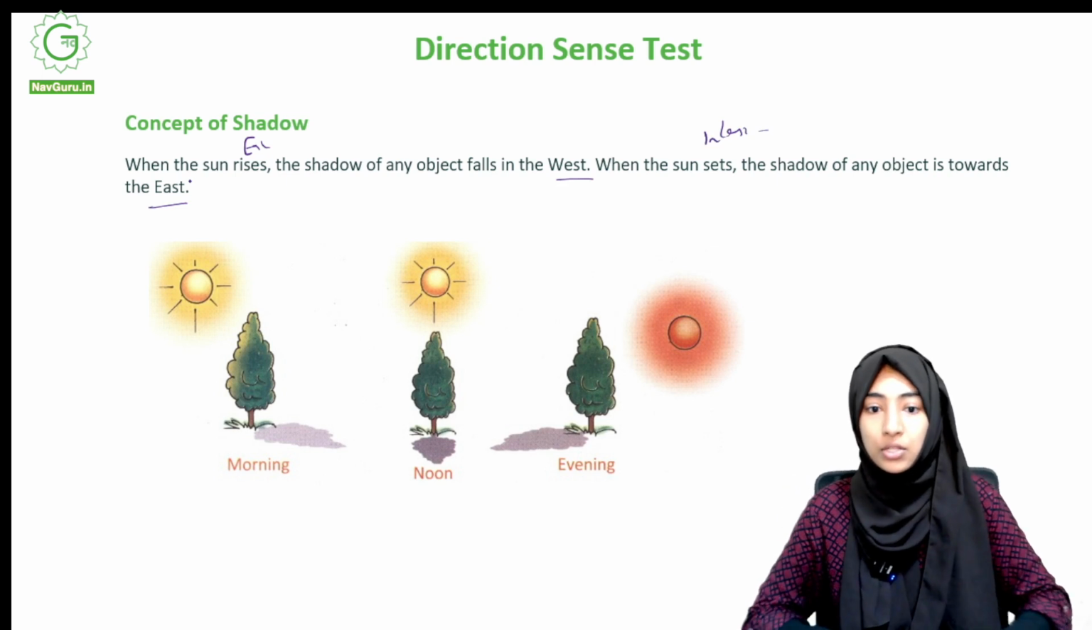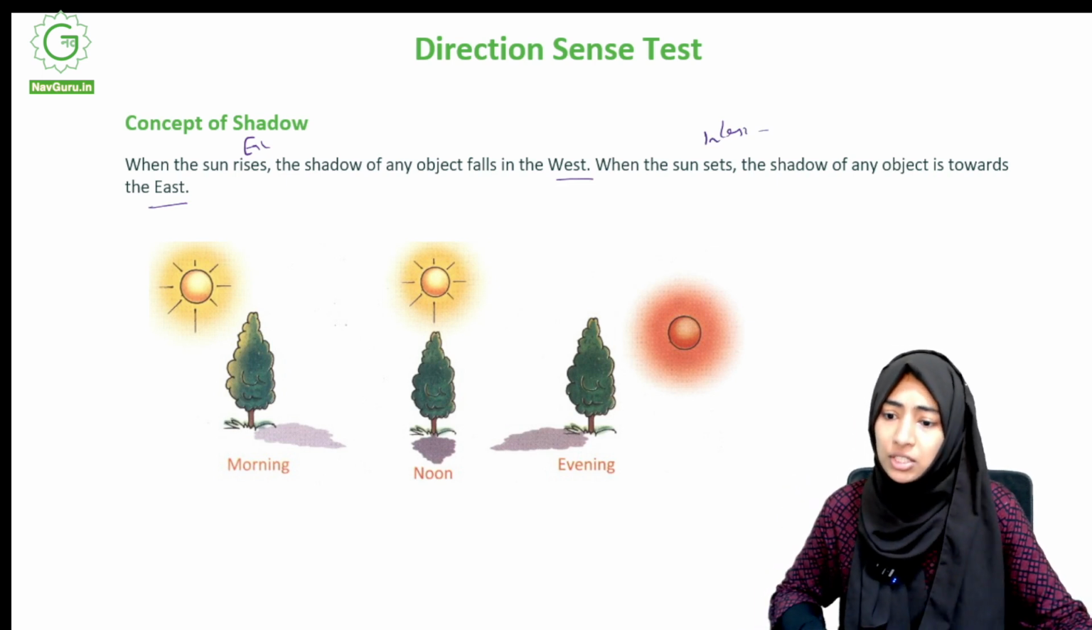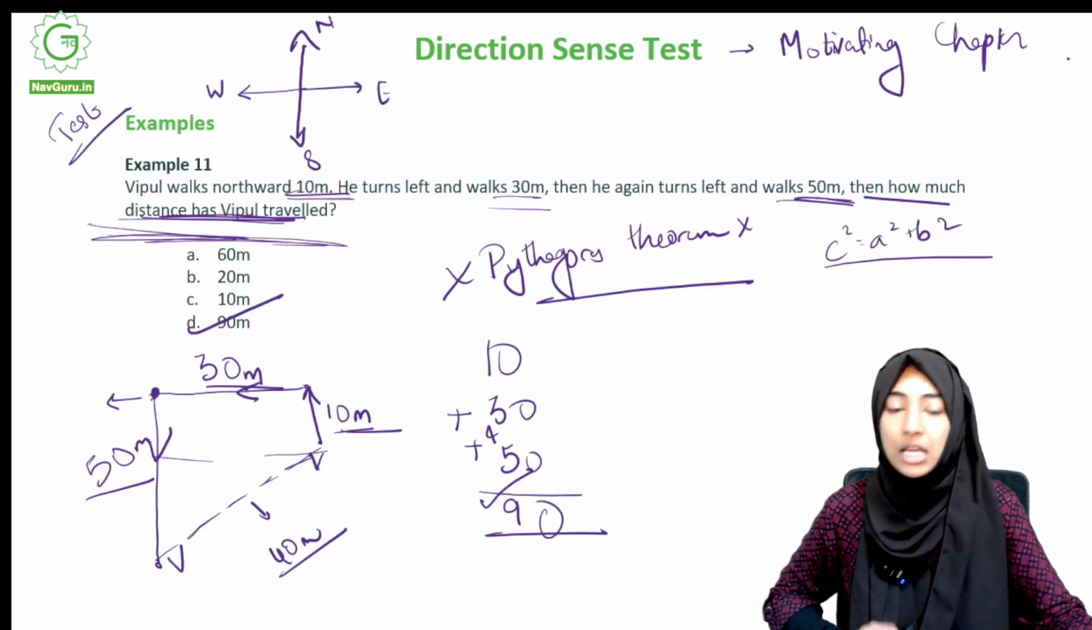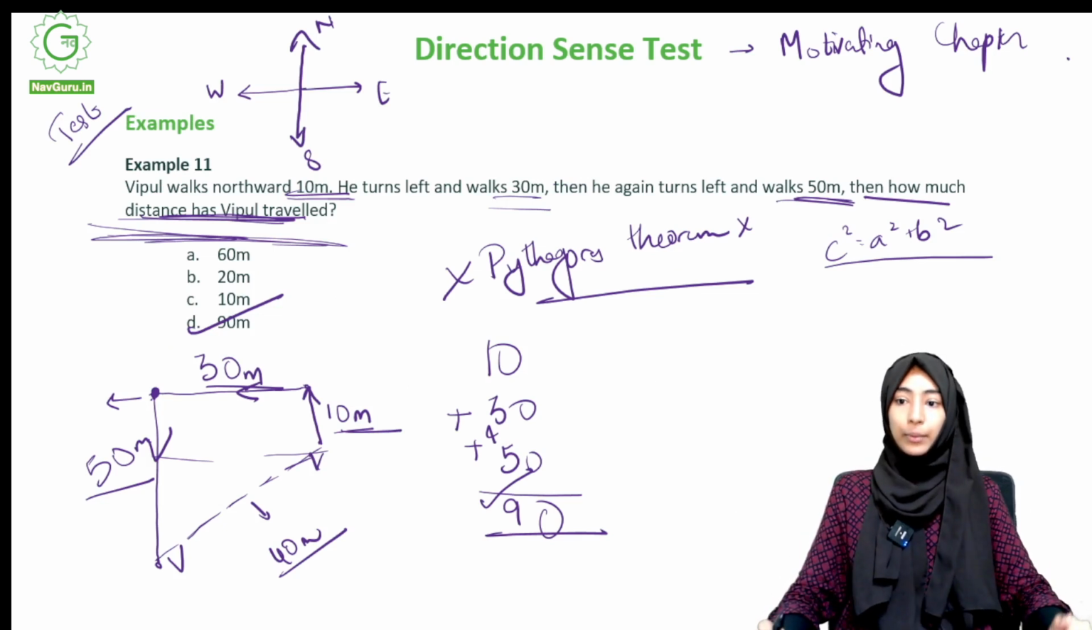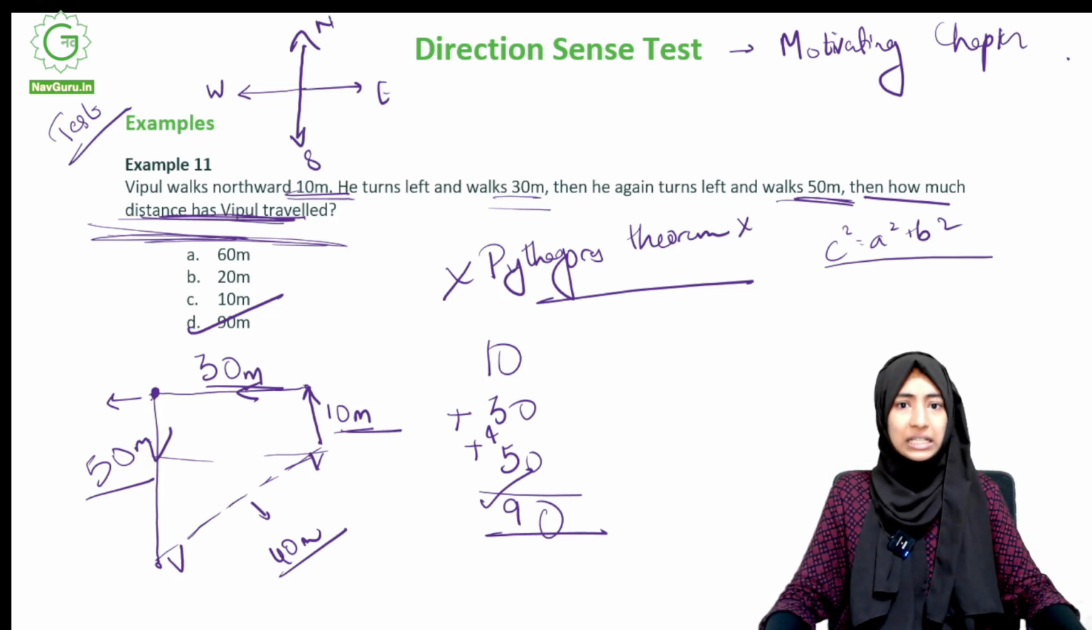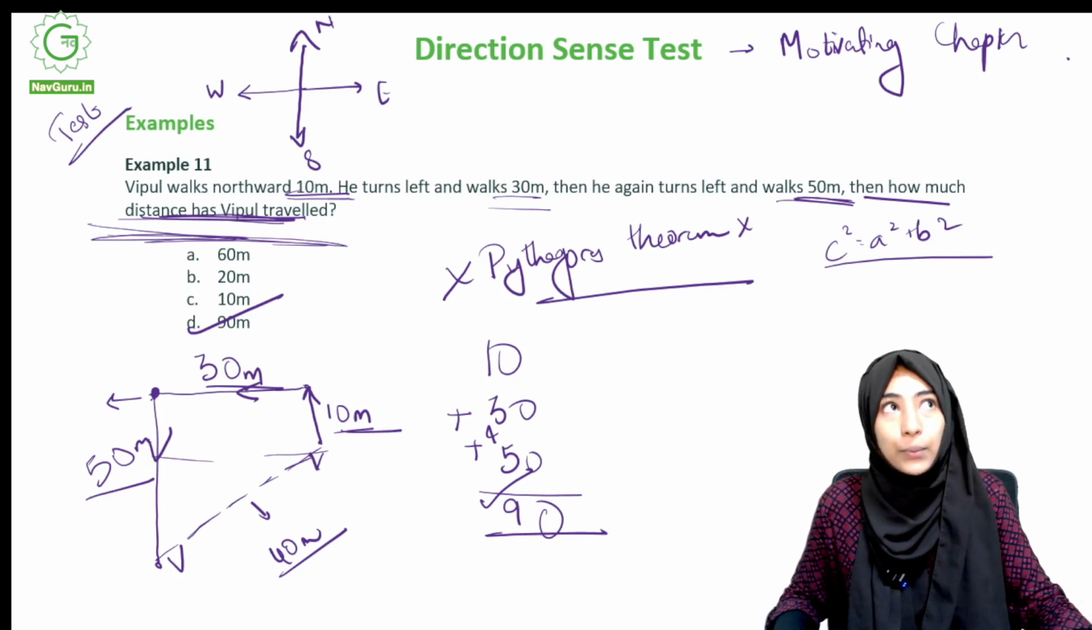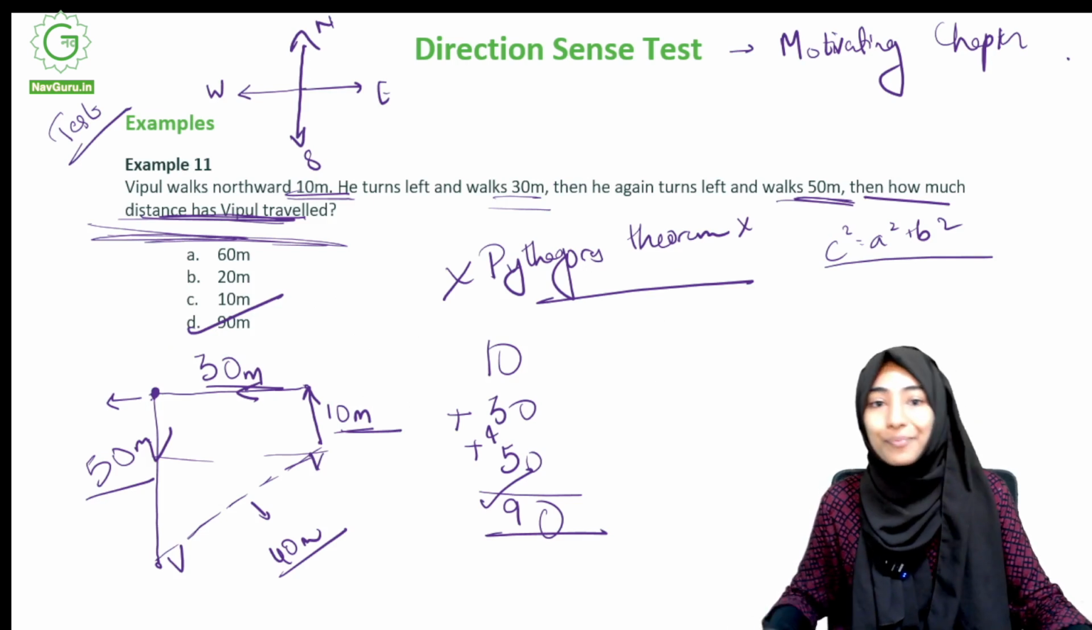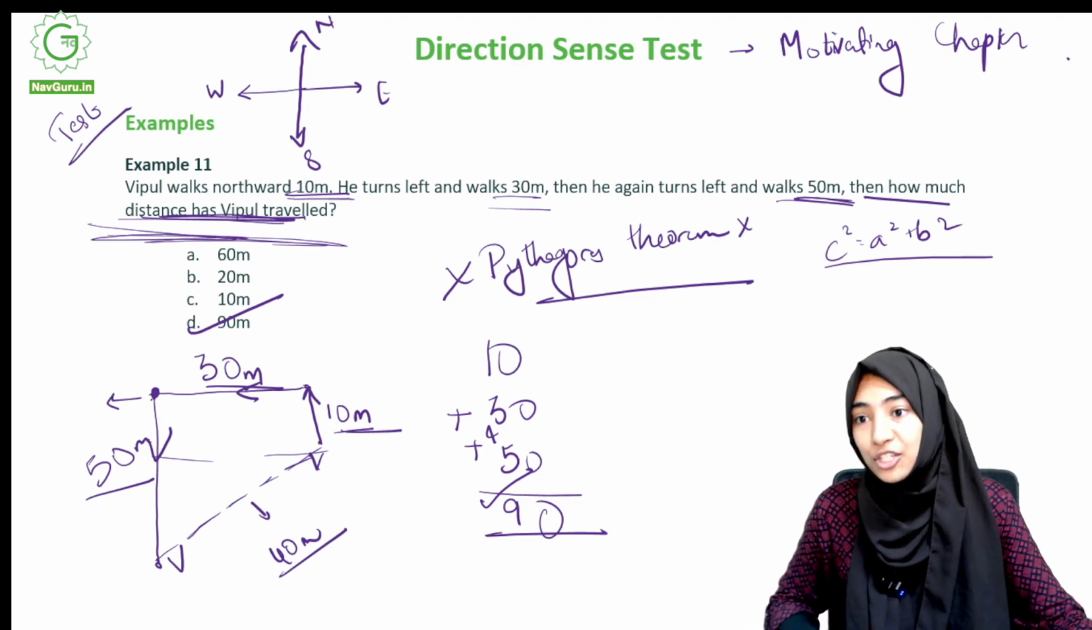This concept. So that is all that you have in direction sense test, and we have done a lot of questions. So now we are finally done with the chapter. I think we had 2 theory sessions and now 2 example sessions also. I think this is our first chapter where we are having 2 example sessions. So yeah, that's it, and we are done with direction sense test.